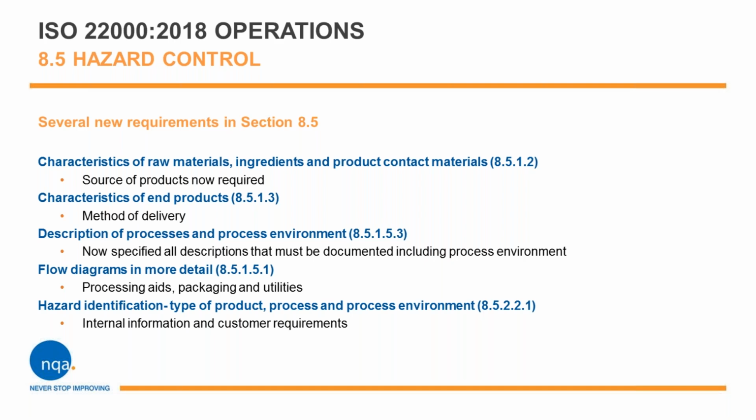So we need to include where the processing aids, packaging, and for example, utilities are entering as part of our flow diagram, as part of our process. So we need to detail that in our flow diagrams. Don't forget it, because that's a new requirement. Also about hazard identification in relation to type of product, process, and process environment.